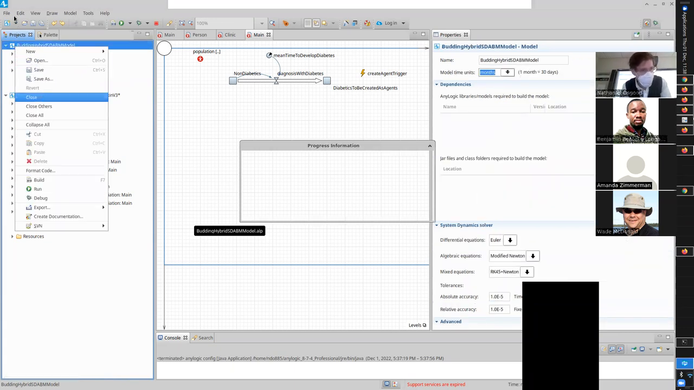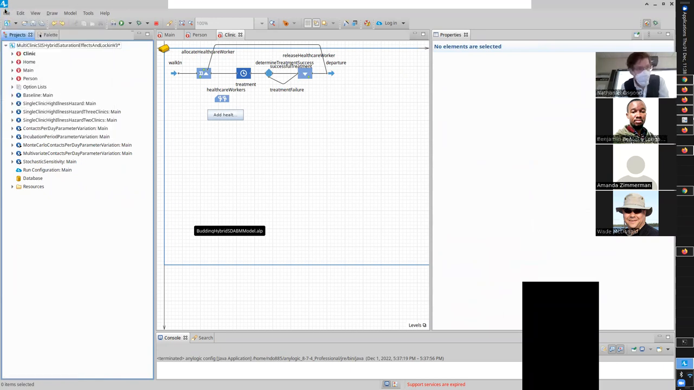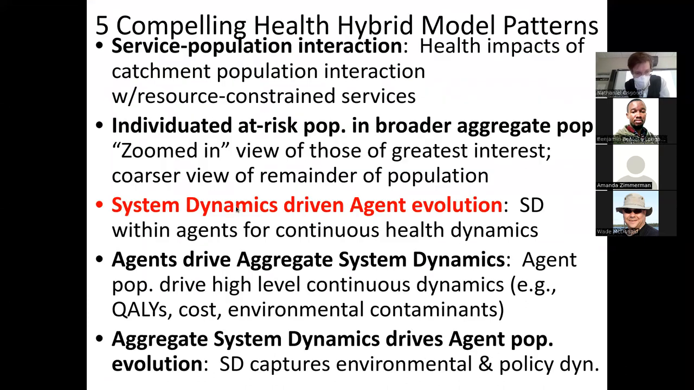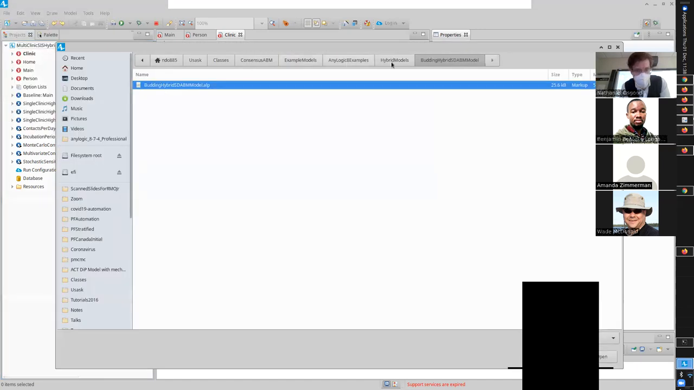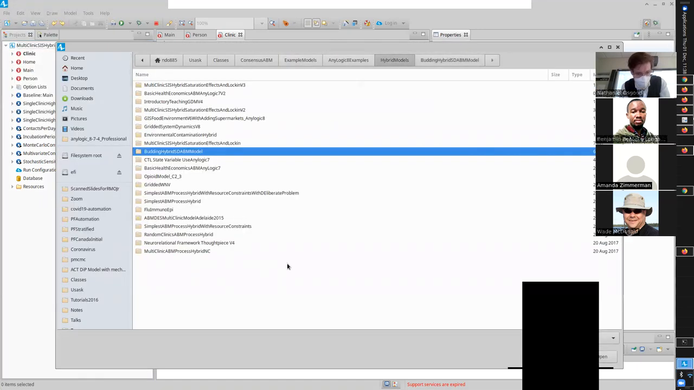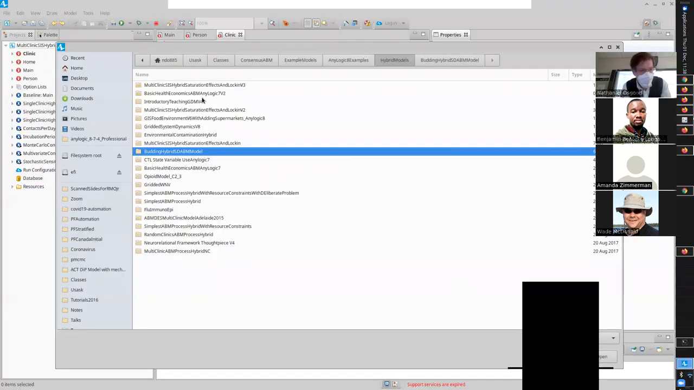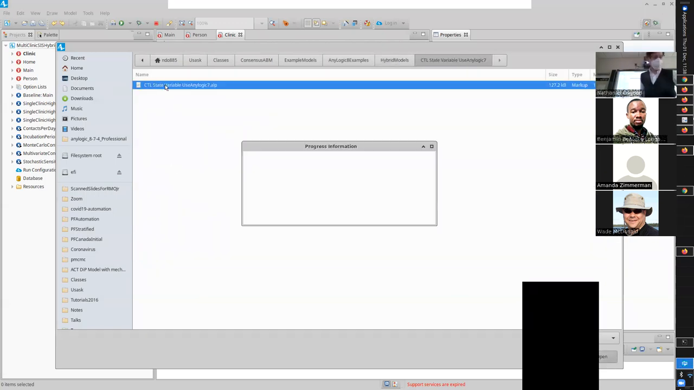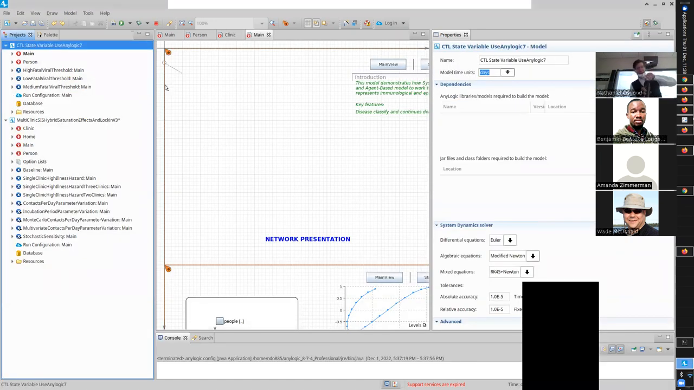I'm going to close this, and we will now go to this next type, where we have agent dynamics driven by continuous stocks and flows. So we're going to open a model, and it's going to be called CTL state variable. Use AnyLogic 7. There we go. Okay. It's a silly name. Okay.